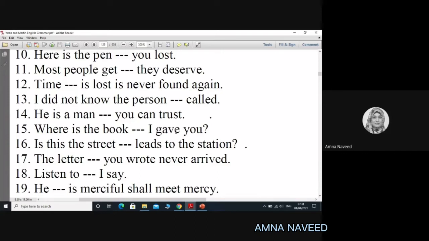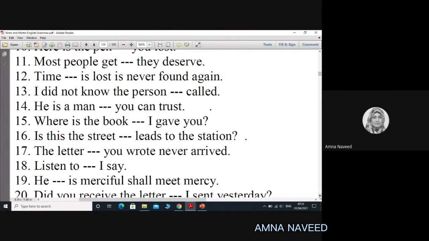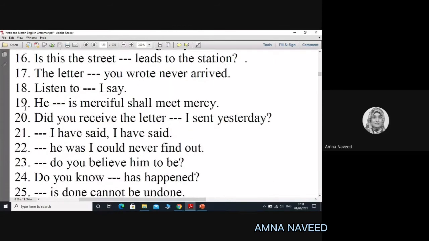Right, very good. So, let's have a look at sentence number 18. Listen to dash I say. It's a different one. Yes, listen to what I say. Very good. Sentence number 19. He dash is merciful shall meet mercy. Yes, he who is merciful shall meet mercy. Very good, wonderful.